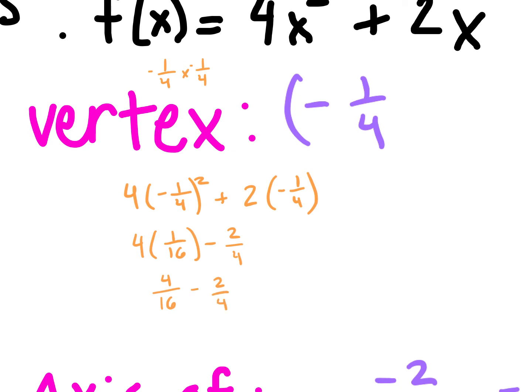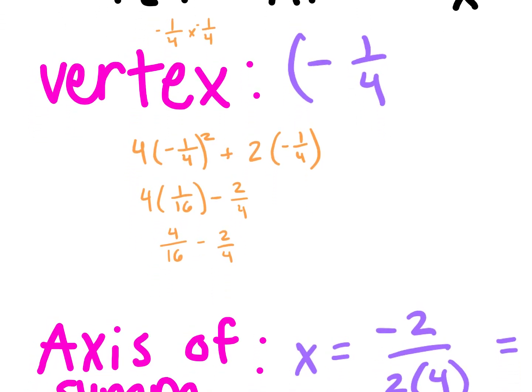Can I simplify 4 over 16? Yeah. I could also simplify 2 over 8, right? 1 over 4. So this would be 1 over 4 minus 2 over 4. Are my denominators the same? Yep. So I could just subtract the numerators and keep the denominator the same. So what's 1 minus 2? Negative 1. So my answer would be negative 1 over 4.